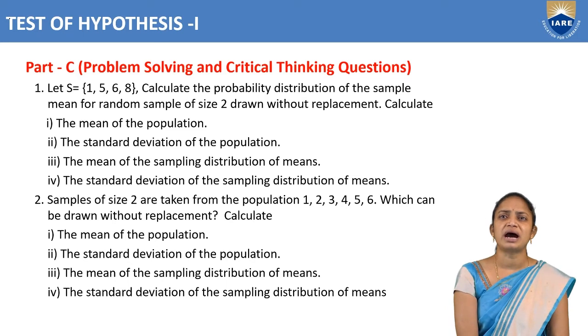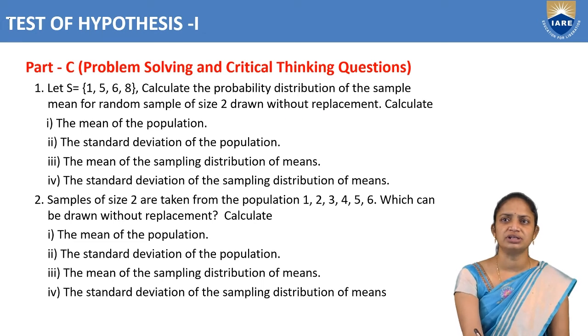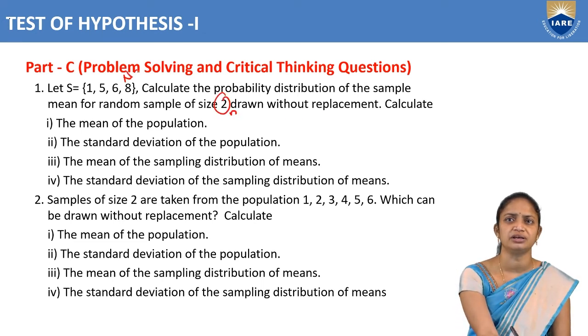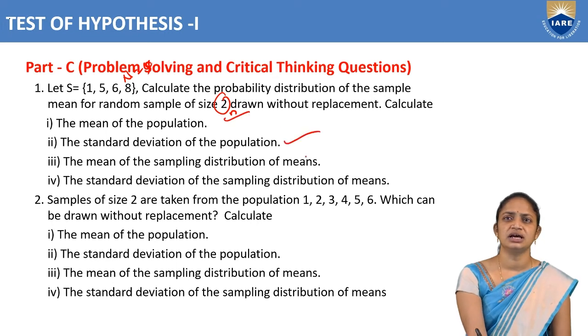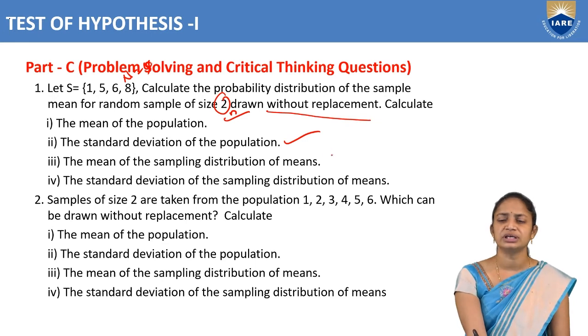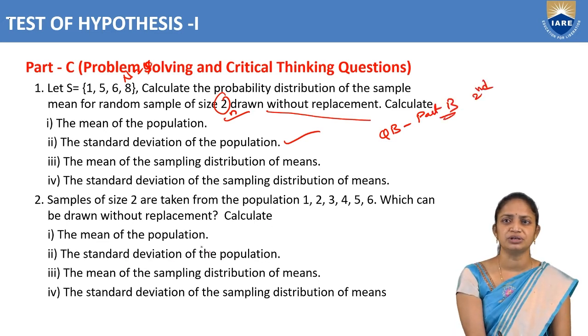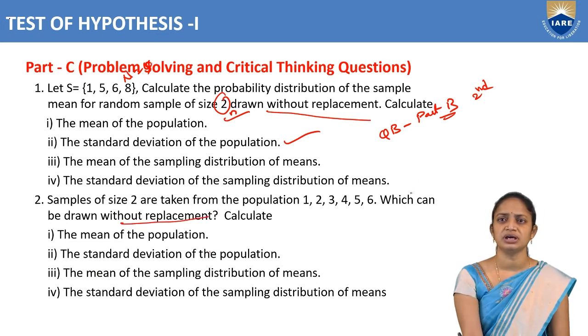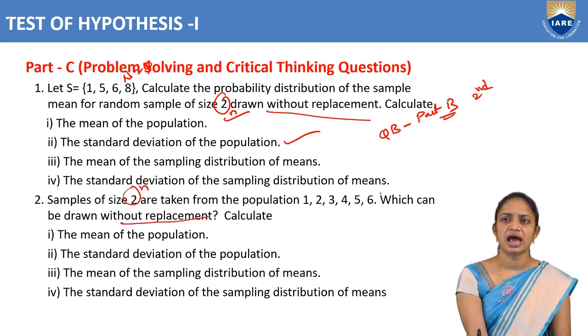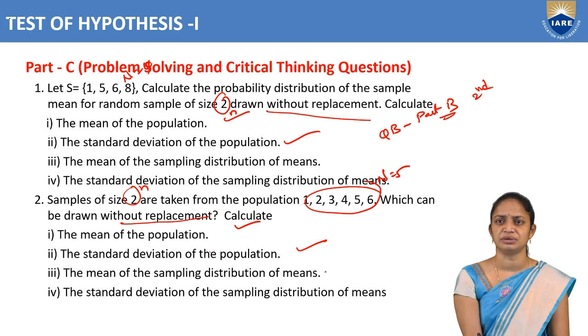So coming to the part C, problem solving and critical thinking questions. So first question is same. So already we have discussed, this is the small n value and this is capital N equal to 4 and the mean of the population, standard deviation of the population, same like here we have to use without replacement. Okay, so same like question bank part B, second question. So coming to this, this is also same. So here also we have to use n equal to 2 and capital N equal to 5. Okay, so mean of the population, standard deviation of the population, mean of the sampling distribution, standard deviation of the sampling distribution.